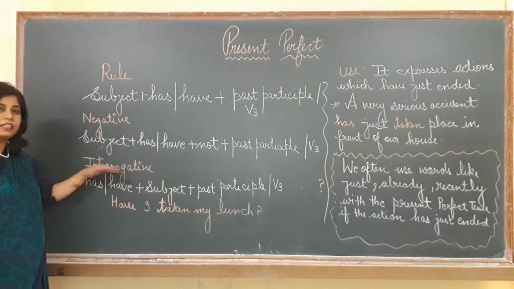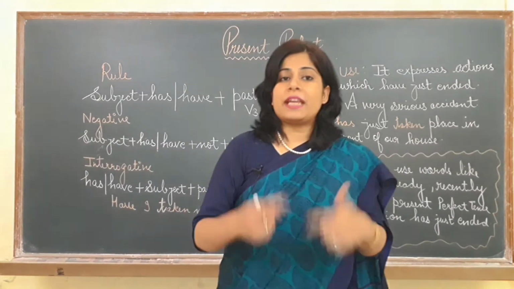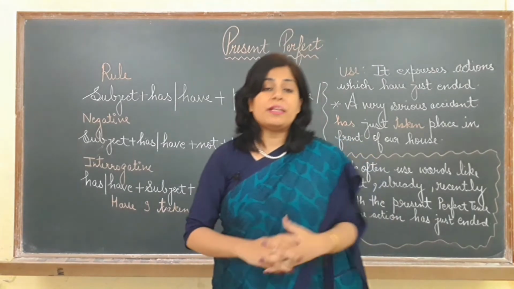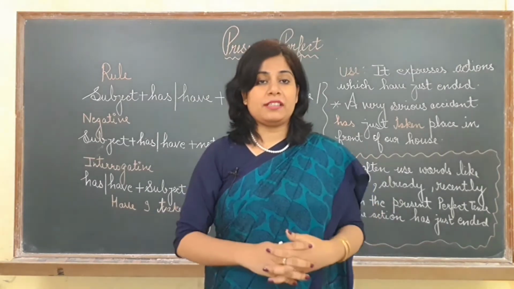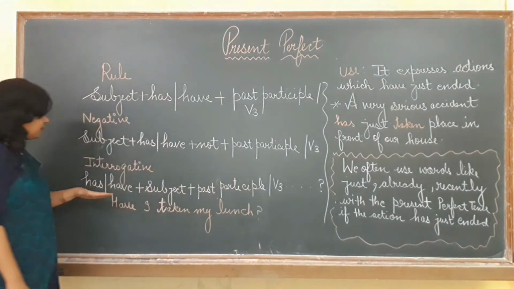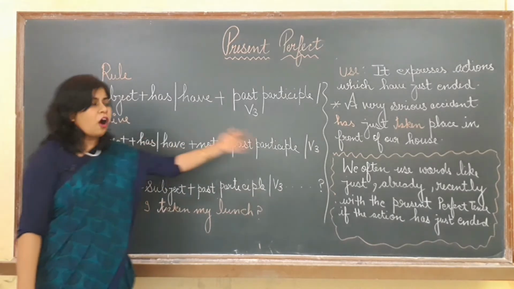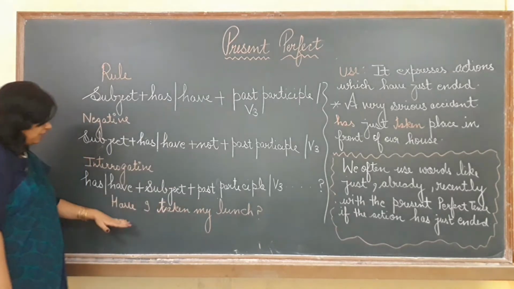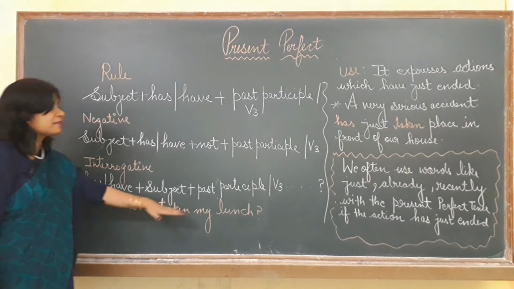Next, interrogative. Children, you need to keep in mind one thing. Whenever we frame negative sentences, we add not after the helping verb. And whenever we frame interrogative sentences, we always start with the helping verb and then the subject. So helping verb, subject, and then the rest of the rule. So it will be has, have plus subject plus past participle, object and question mark. Have I taken my lunch? Have, I is the subject and taken is the third form. Have I taken my lunch?